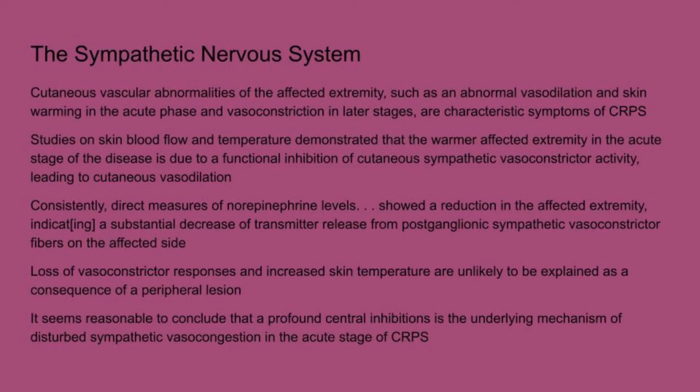Consistently, direct measures of norepinephrine levels, which is the primary sympathetic neurotransmitter which causes vasoconstriction, as well as working in your fight or flight response, show a reduction in the affected extremity, indicating a substantial decrease of transmitter release from postganglionic sympathetic vasoconstrictor fibers on the affected side. The loss of vasoconstrictor responses and increased skin temperature are unlikely to be explained as a consequence of a peripheral lesion.